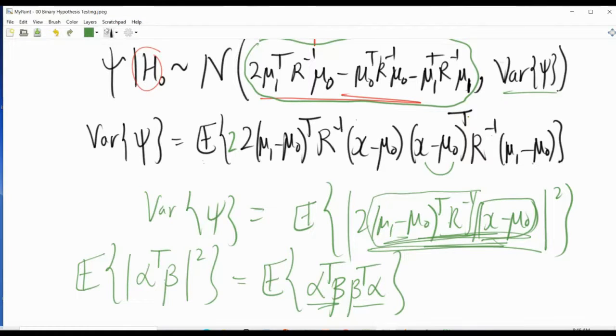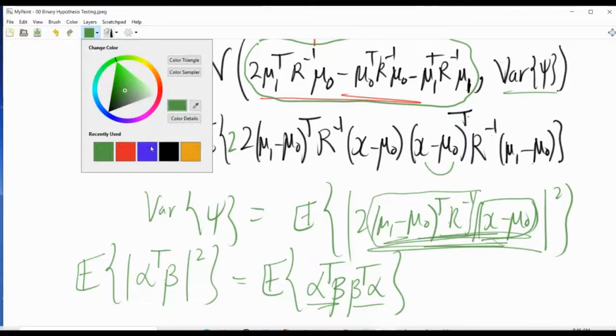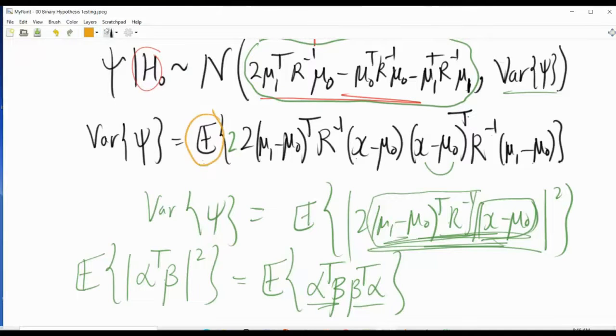Now you can apply the expectation. What are the random quantities here? It's basically this quantity, the expectation of (x minus mu0)(x minus mu0) transpose. That's the definition of the covariance matrix of x under hypothesis H0, which is exactly equal to R. And so you have R sandwiched between two versions of R inverse, so the product of the three gives you R inverse.